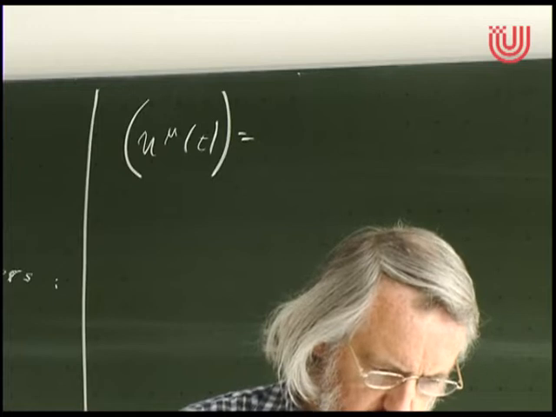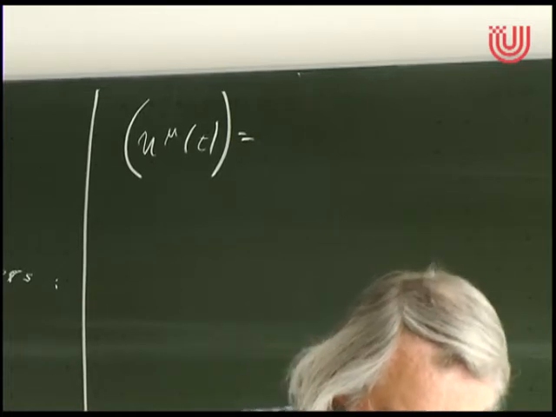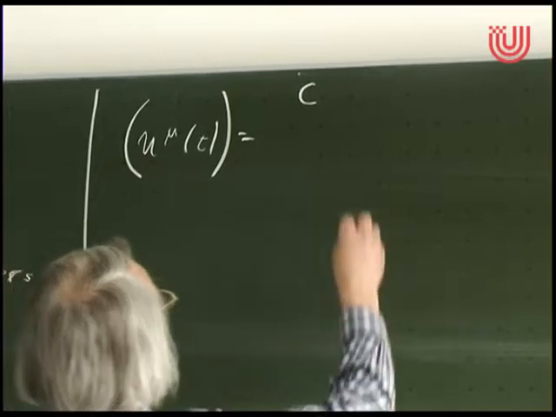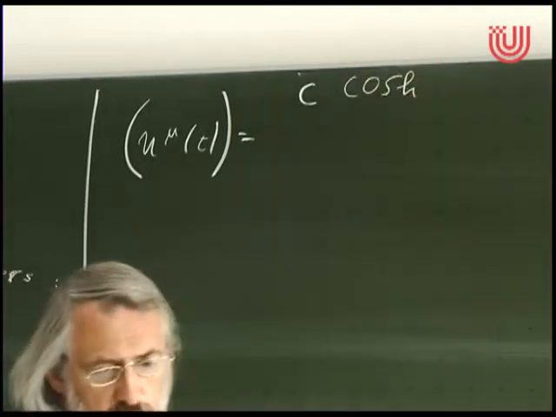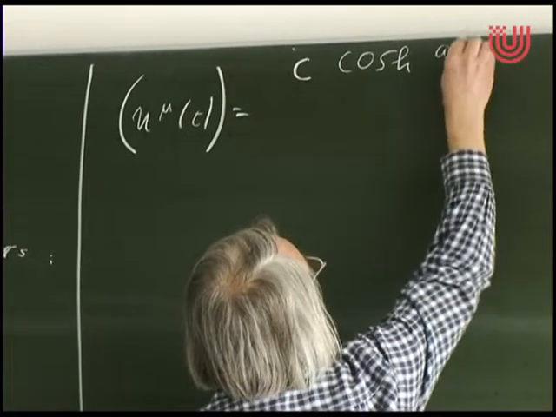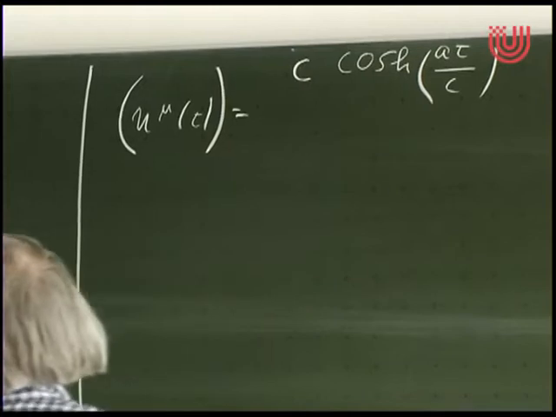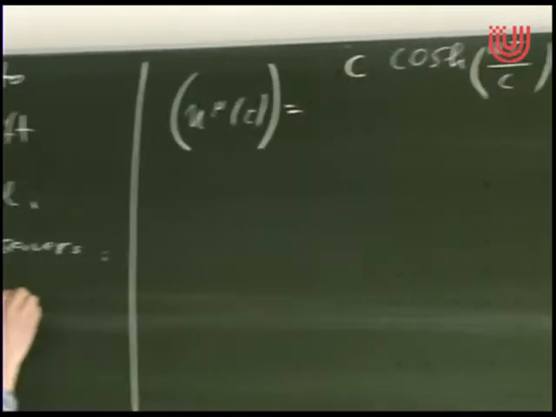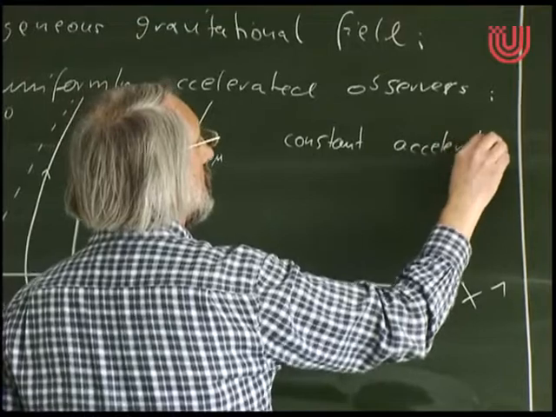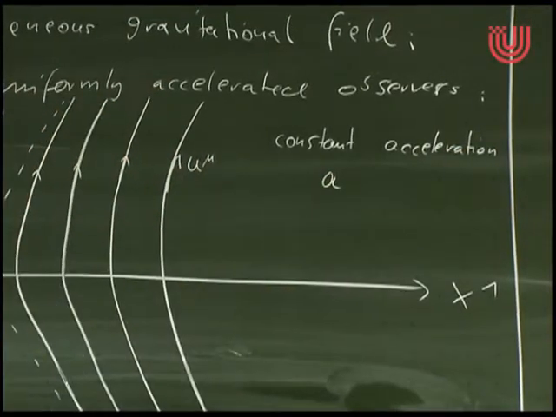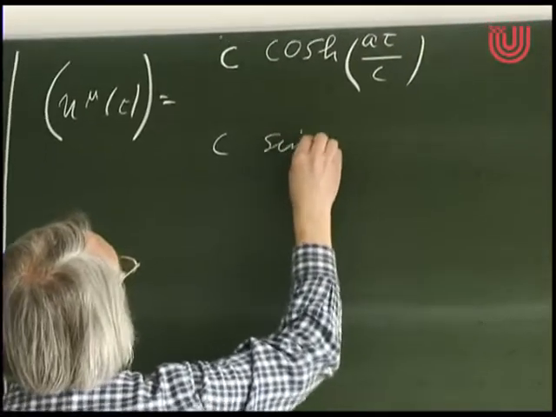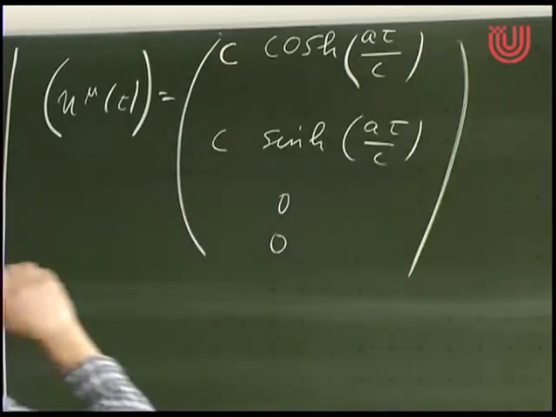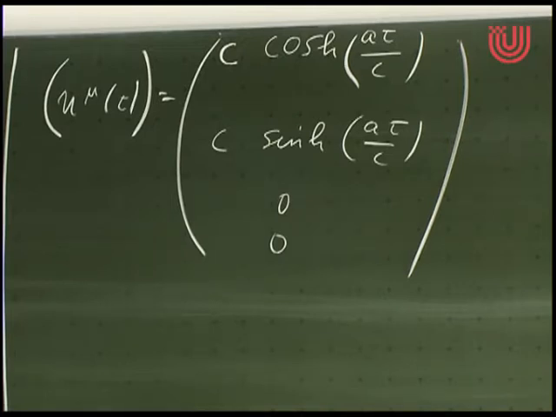No, just the c. Of course, it should have the dimension of a velocity. So there's c, and then I have cosh in the time coordinate: cosh of a tau over c, where a is the constant acceleration. Then I have here sinh of a tau over c, and here I have zeros. So that's the four-velocity of an observer which moves with constant acceleration a.